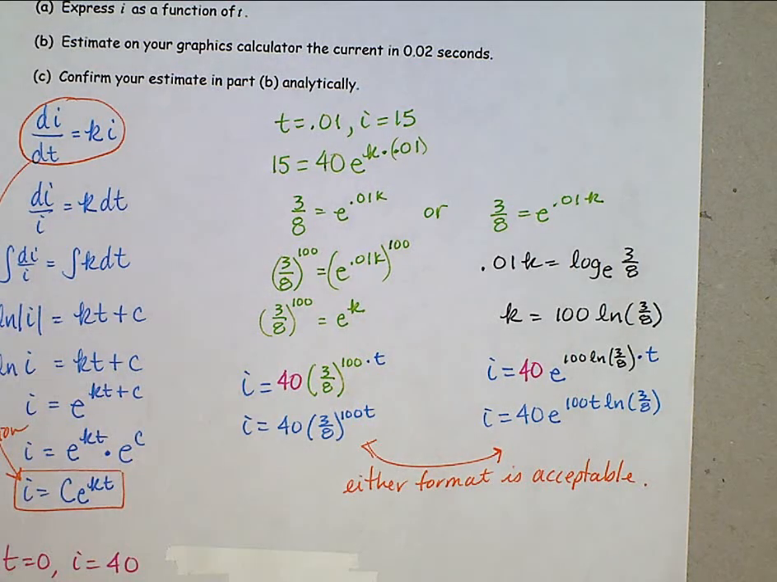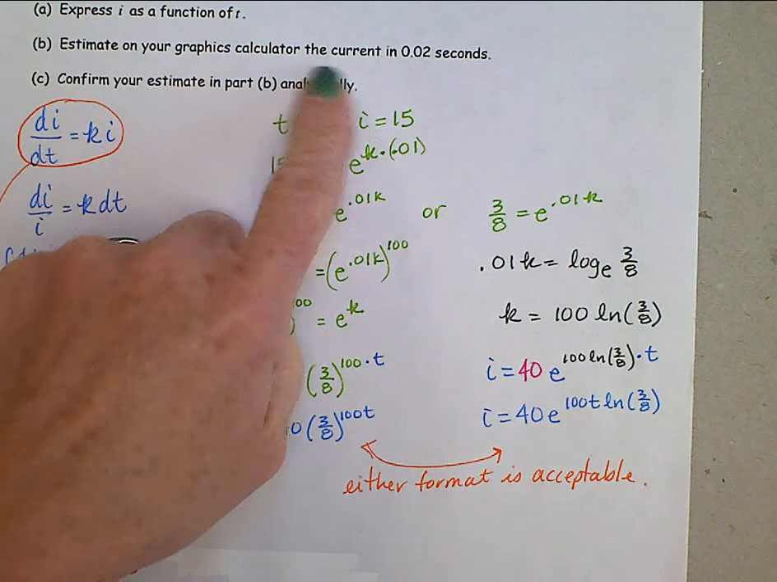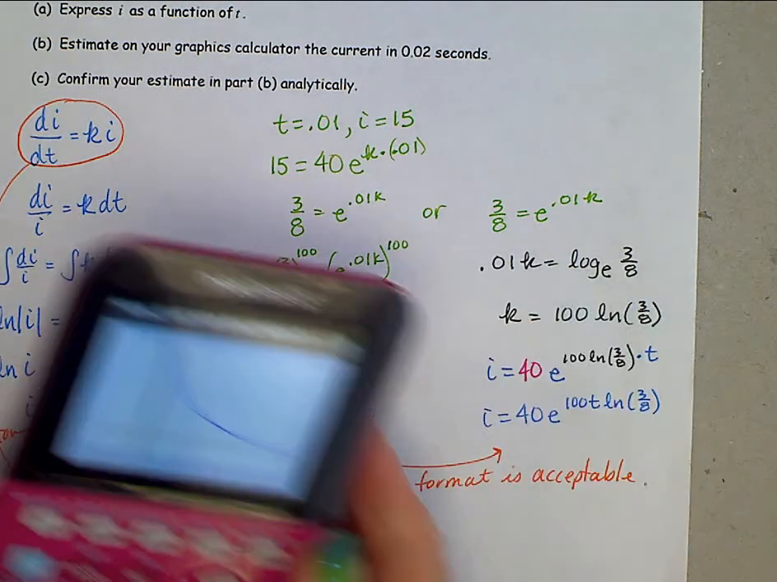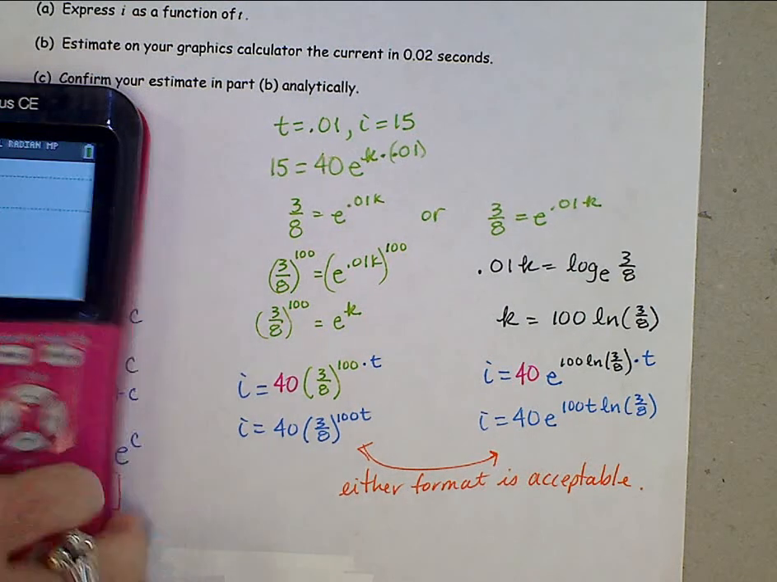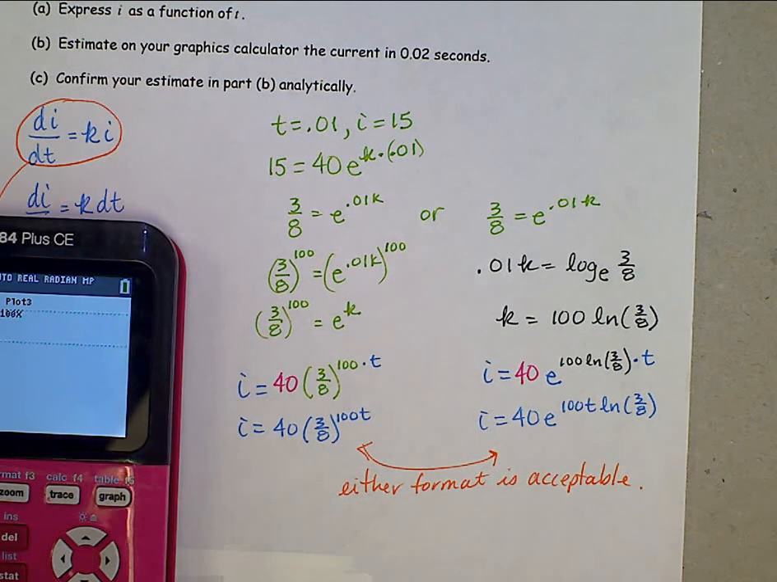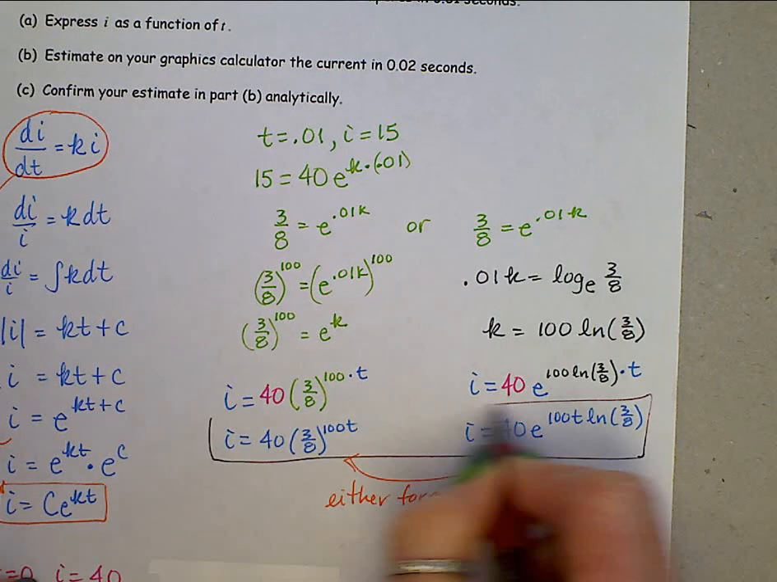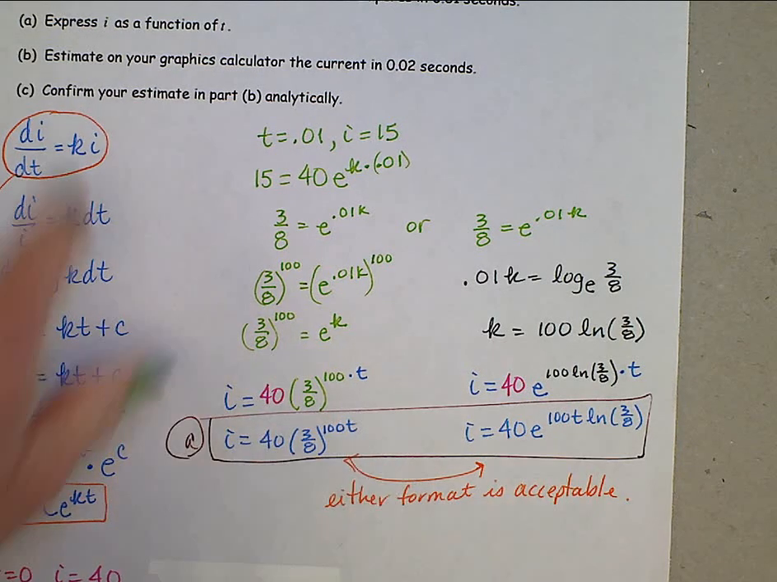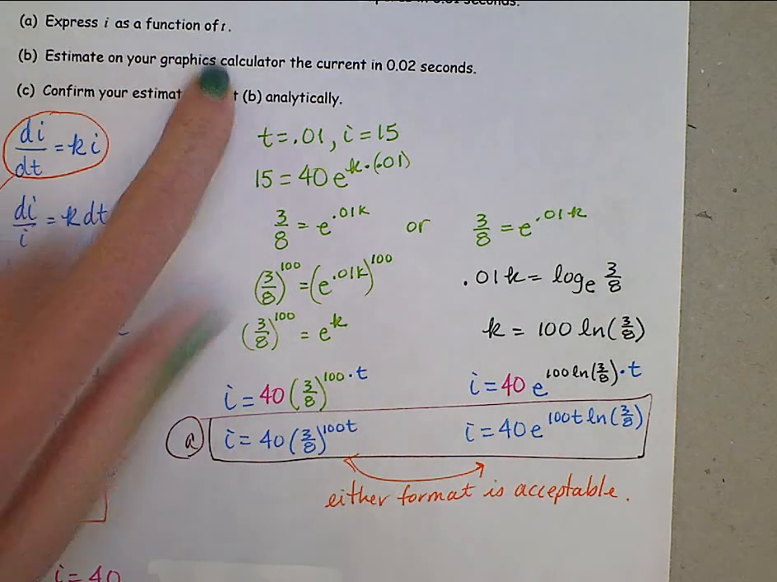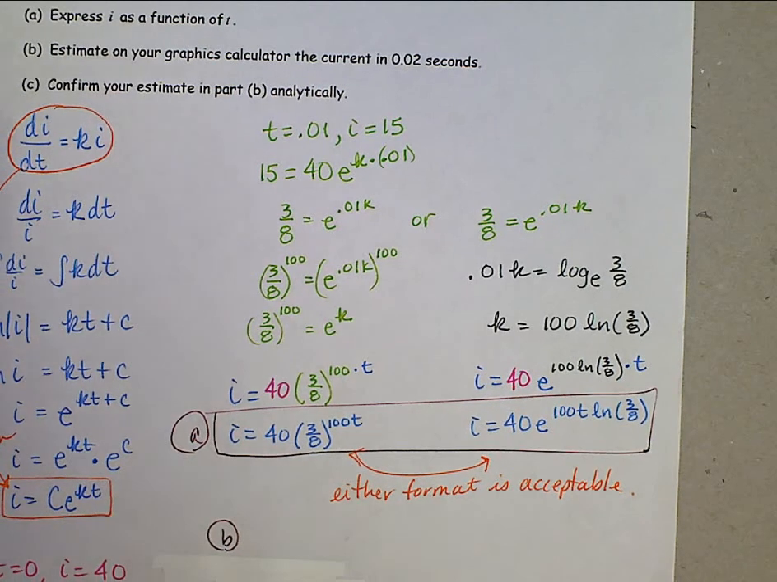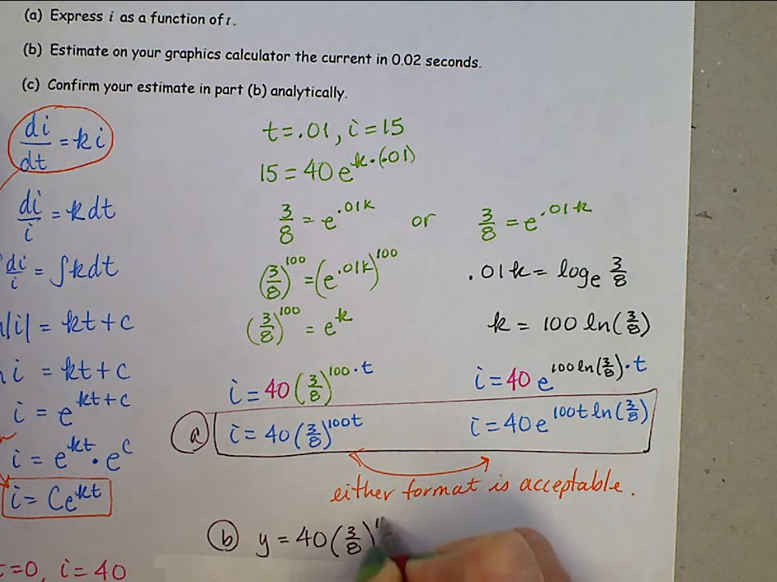All right, part B, estimate on your graphing calculator the current in 0.02 seconds. So let me just put this up here. Oh, so this is part A. I'm sorry, I forgot to say all that. That's part A, express I as a function of t. All right, now part B on your calculator. You are setting up y is 40 times 3/8 to the 100x.